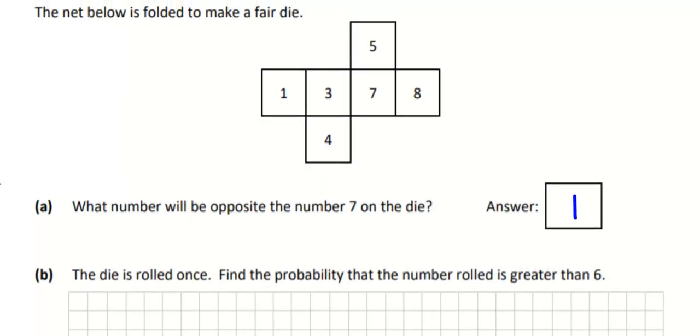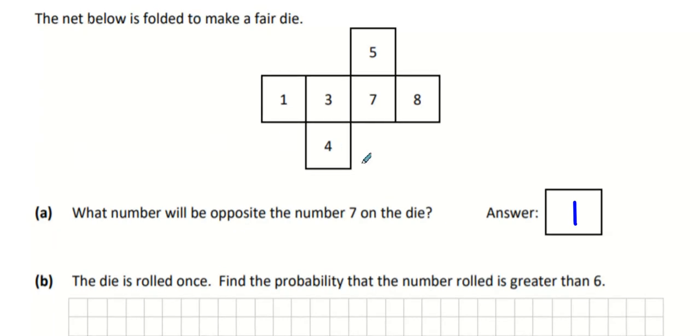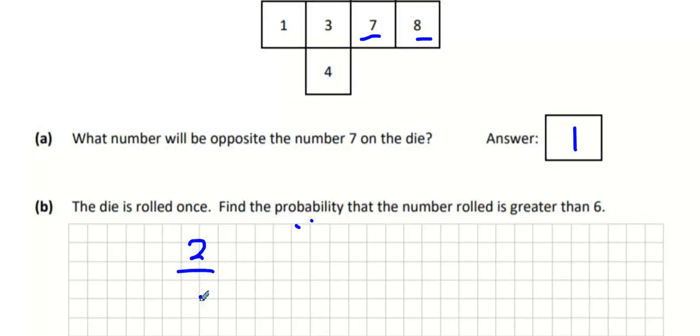A die is rolled once. Find the probability that the number is greater than 6. Well, 7 and 8, which is 2 numbers out of 6, greater than 6. So, how many sides is there? 1, 2, 3, 4, 5, 6. So, 2 out of 6, which is 1/3. 2 chances out of 6, which equals 1/3.